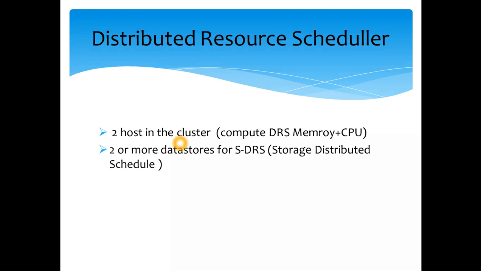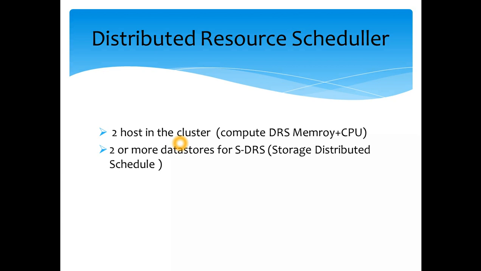So basically we need to have at least 2 hosts in a cluster to be able to have DRS to work. Well, I would say 3, but when we are talking about the bare minimum, you need to have at least 2 hosts in a cluster, and you will have 2 different types of DRS. One is compute, which is memory and CPU compute, using vMotion, and basically DRS uses vMotion to distribute the resources within the ESX cluster.